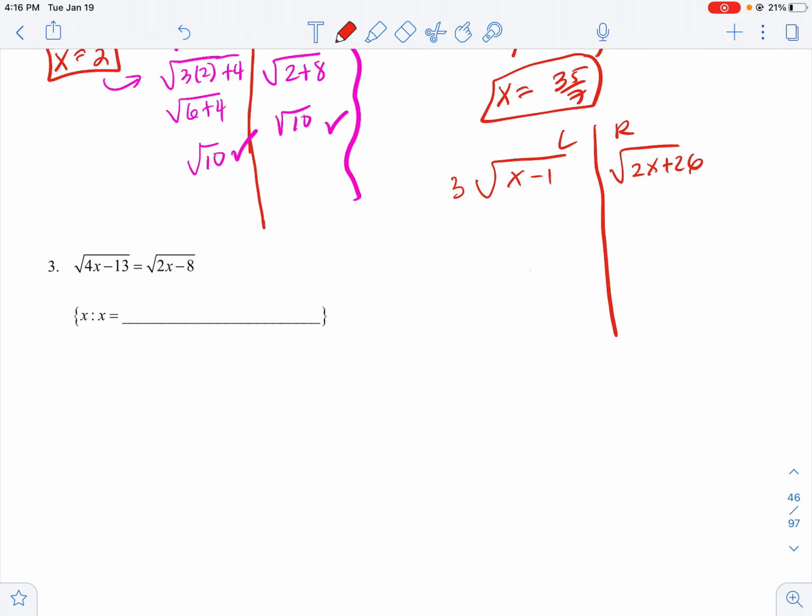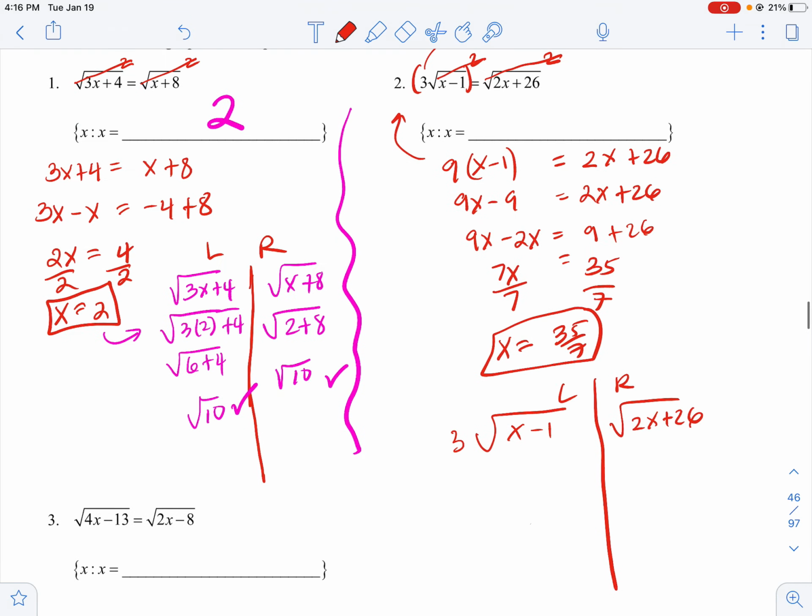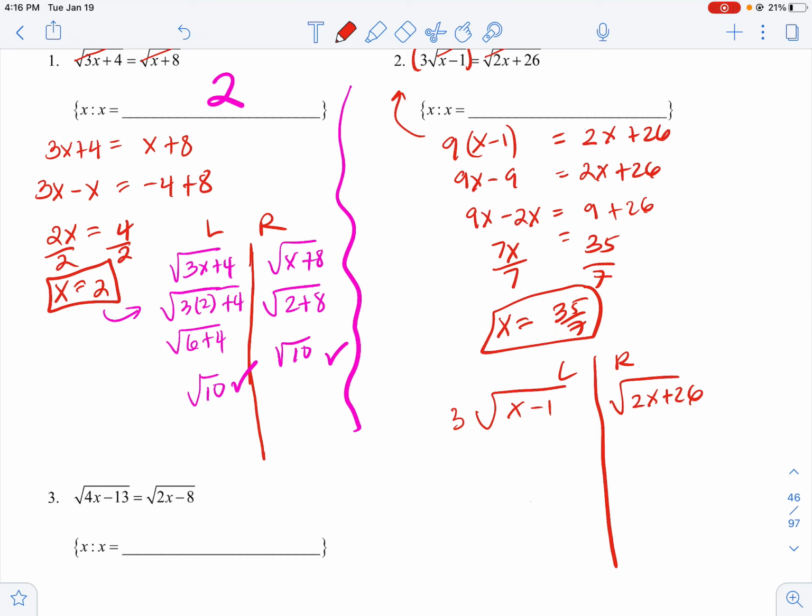Okay, let us then check our solution for square root to square root. Hold on. I forgot to put 5.